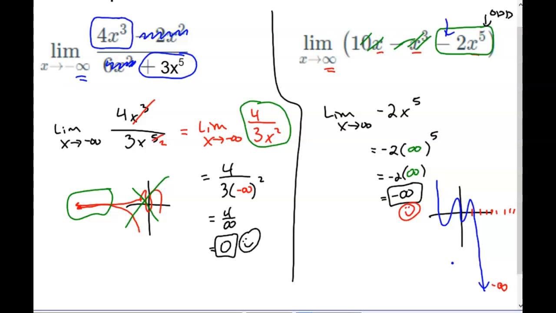If you have a calculator, plugging this into your calculator can give you the graph and confirm what's going on. But this is just two ways to do it without a graph.